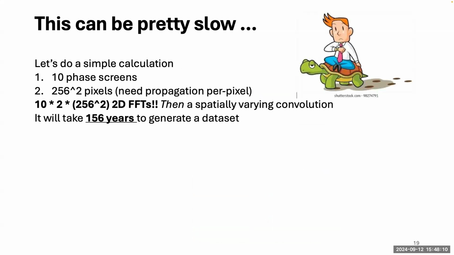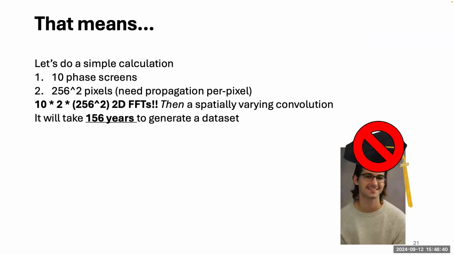Let's just do a simple calculation. Let's just say 10 phase screens. That's a normal number people use. 256 squared pixels, and you need a pair of 2D FFTs per propagation. So it ends up being 10 times 2 times 256 to the power of 2D FFTs. Then you have to do a spatially varying convolution, so that's going to be even worse. We did this one time: 156 years to generate a data set. So if I had any hope of graduating, I'll be long dead by the time we would generate that data set. That would be pretty sad for me.